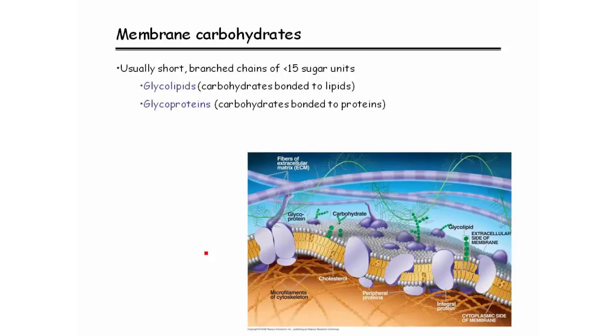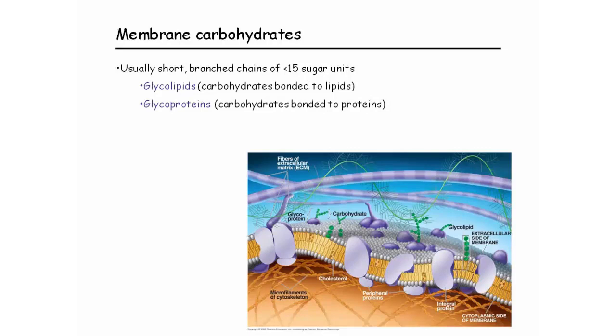In addition to the phospholipids and the proteins, we also have carbohydrates associated with the membrane. These carbohydrates are generally speaking going to be rather short, less than 15 units long. Technically, they would be called polysaccharides, but polysaccharides are usually quite a bit longer. Usually we're talking thousands with polysaccharides. These membrane carbohydrates can be bound to lipids, in which case we call them glycolipids, or they can be bound to proteins, in which case we call them glycoproteins.